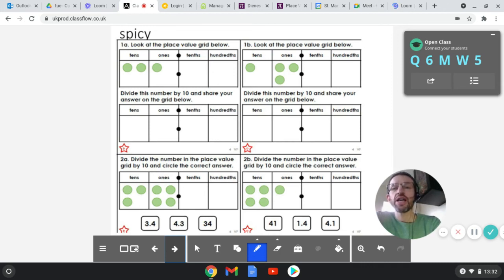1A says, look at the place value grid below, divide the number by 10 and share your answer on the grid below. So you've got to show your answer on this grid underneath. You're going to have to draw a grid like this in your book perhaps. And you can work it out on your MathSpot website if you want to, because you've got 2 10s and a 1 there.